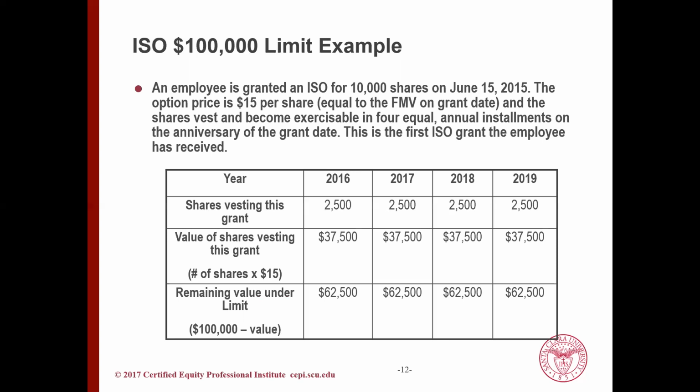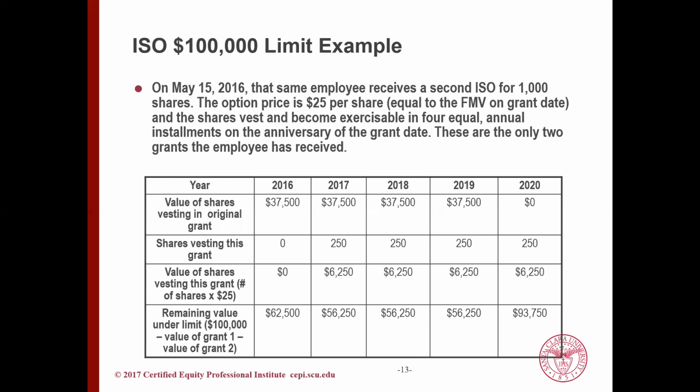This leaves $62,500 of the $100,000 limit remaining for the year. Since there are no more shares that will vest that year, there is no issue. Each year in this example is the same with no leftovers. But it is rare that you would only have one award with one tranche vesting in a year. So let's now take a look at what happens if we add another award to this scenario.